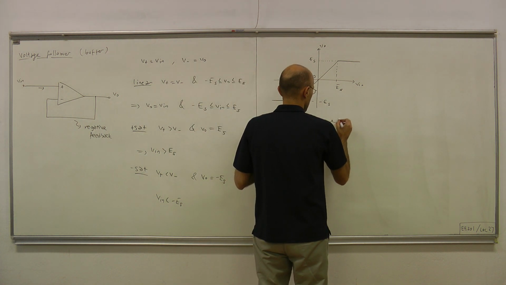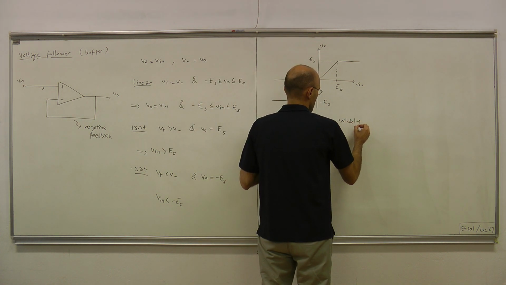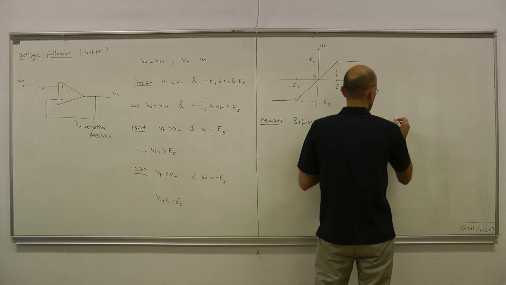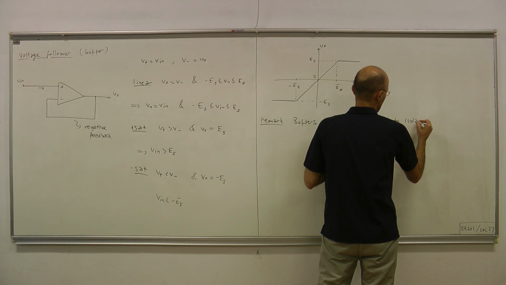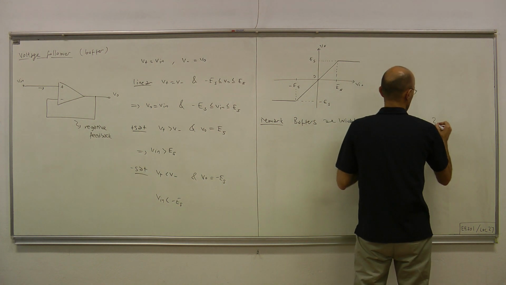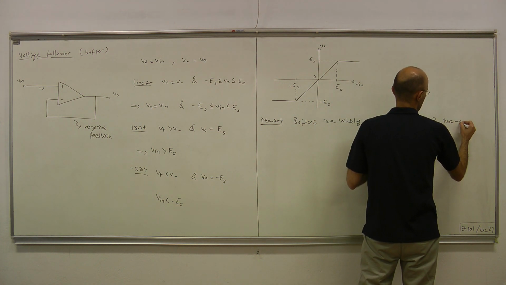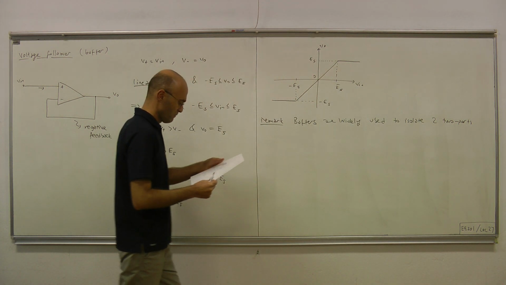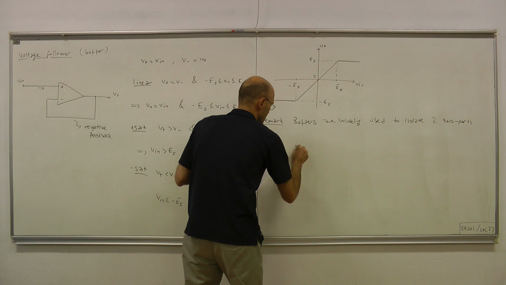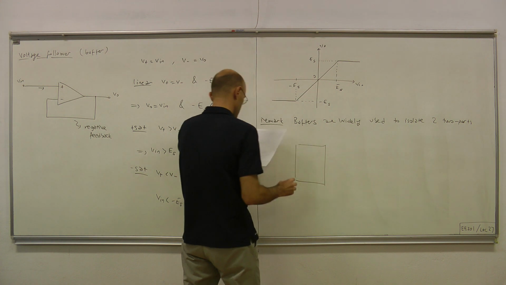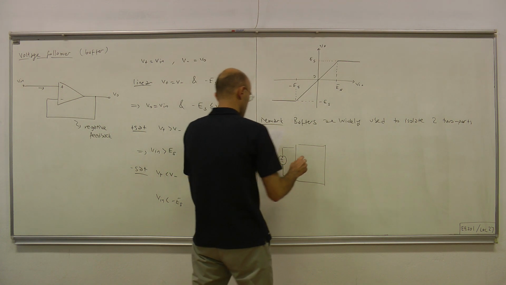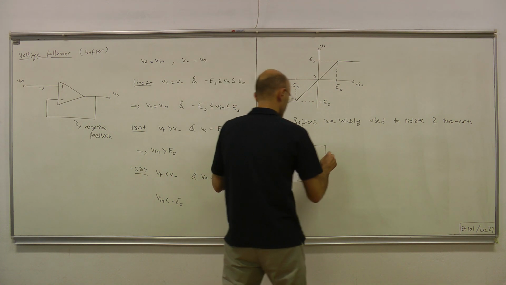Buffers are widely used to isolate two ports, let's say. Here we have a 2-port. Let's call it N1.